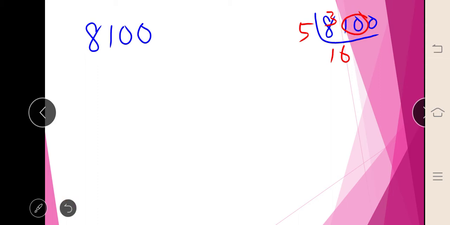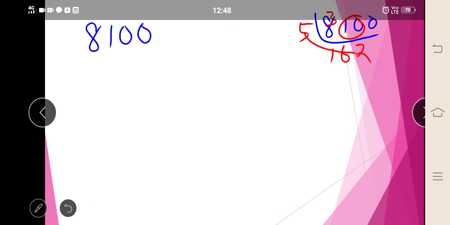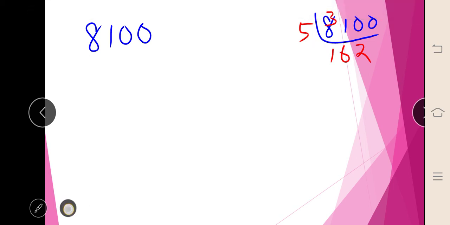In 10, how many times 5? 2 times. 5 twos are 10. Then, is there any remainder in 10? No. Then what is the next digit? 0 is coming. So just write down that 0. So now we received 1620.